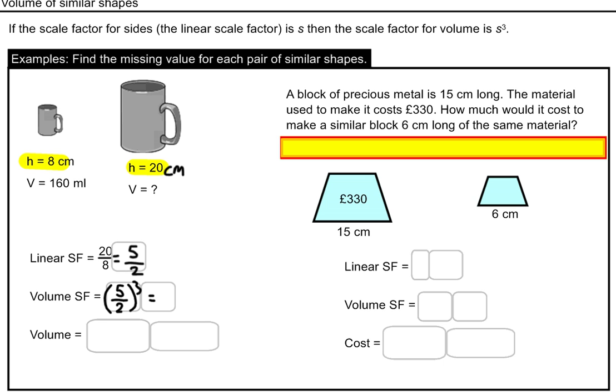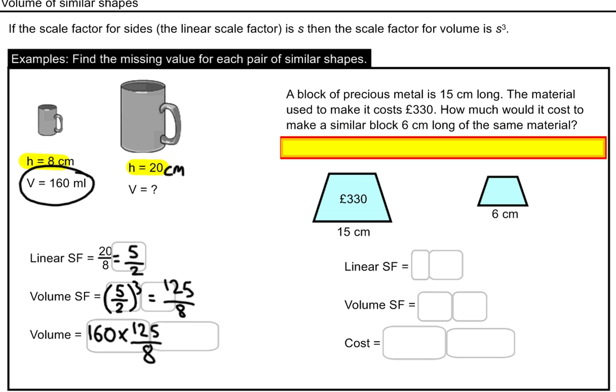Now, if you're using a calculator, you could leave it like this. Alternatively, 5 times 5, 25. Times that by 5 is 125. On the bottom, 2 times 2 is 4. Times 2 again would give me 8 for my scale factor. So my volume of the larger cup, sorry, I need to take 160 millilitres, the volume, and times it by this new scale factor.